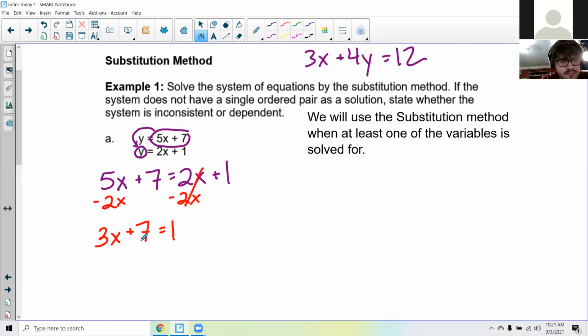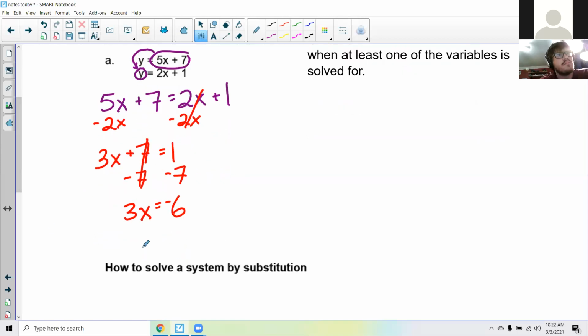I have the 3x by themselves. Now I can get rid of this. I'm going to subtract 7 from both sides, and I get 3x equals negative 6. Solving for x, divide both sides by 3, and I get x equals negative 2.